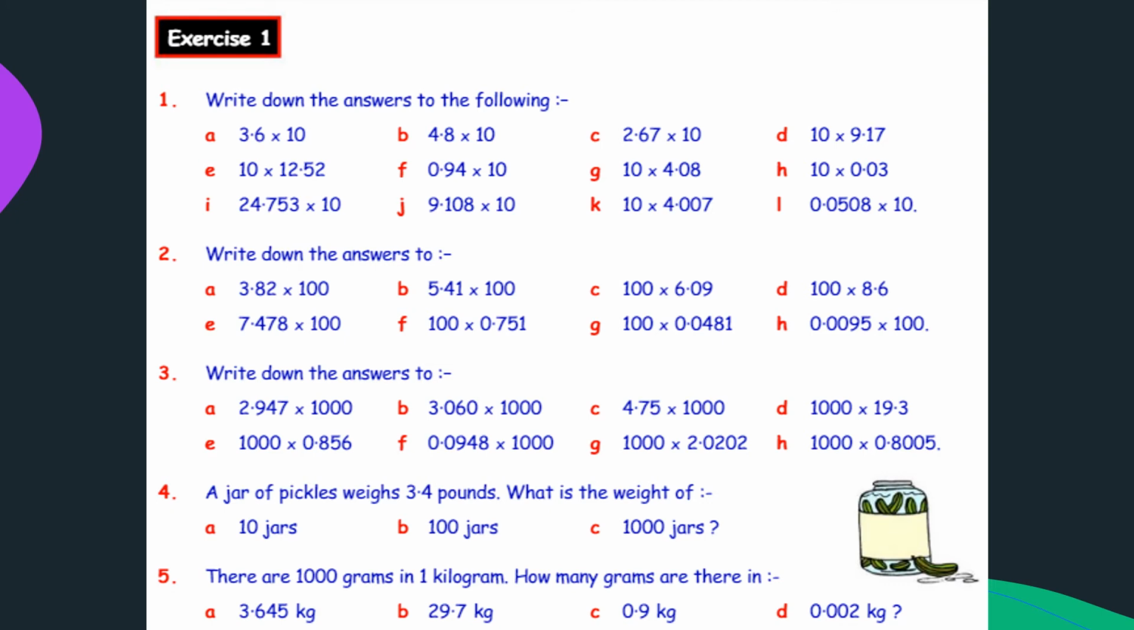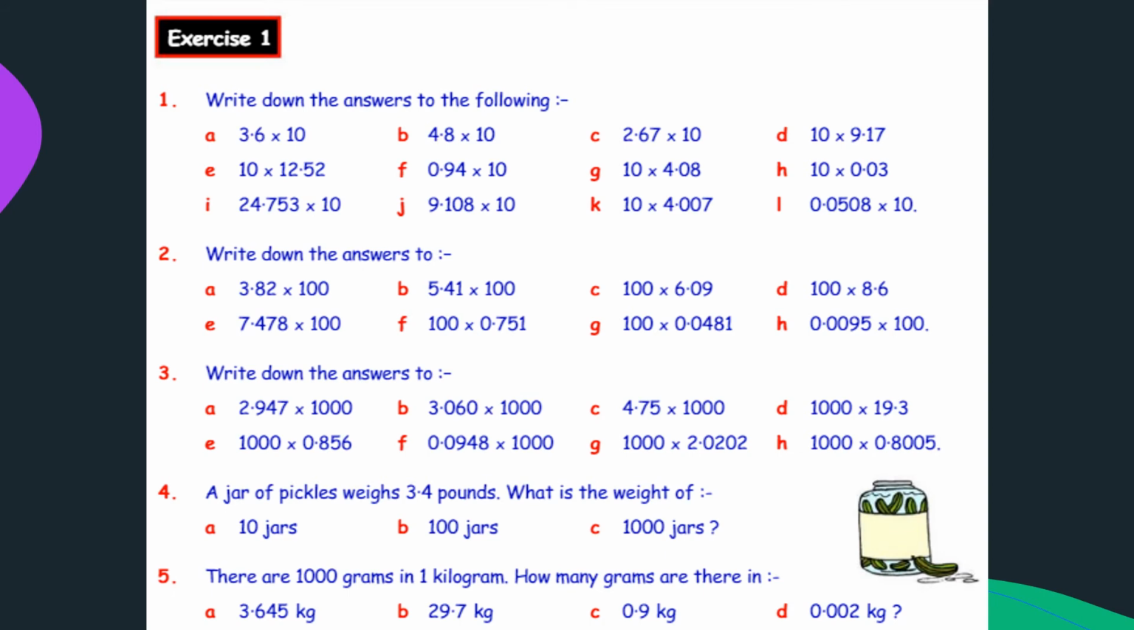So I'm going to go through some of the answers with you. This is quite straightforward. 1a, 3.6 times 10 is 36. The 6 jumps over the decimal point and it becomes 36. In the last one, L, it's the 0 that jumps over the decimal point. So it goes from 0.0508 to 0.508. Because we are moving, you can just get rid of that extra 0 at the beginning. Just like you don't have a 0 before the number 6. You don't put 06 when you're writing 6. So you don't put an extra 0 there either.